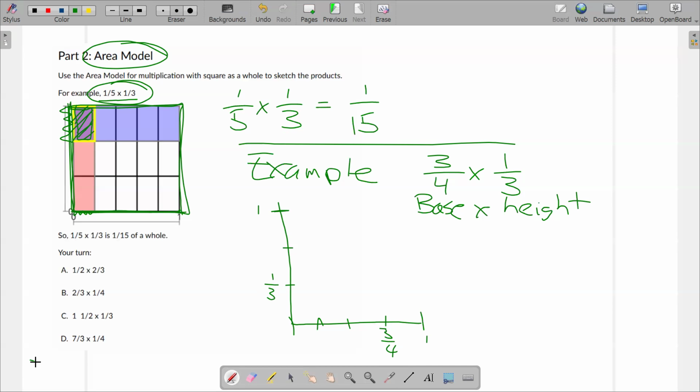So again, I'm trying to show 3/4 by 1/3. That's this region right here. Agreed? Okay. What part of a whole is that? Well, a whole is 1 by 1.